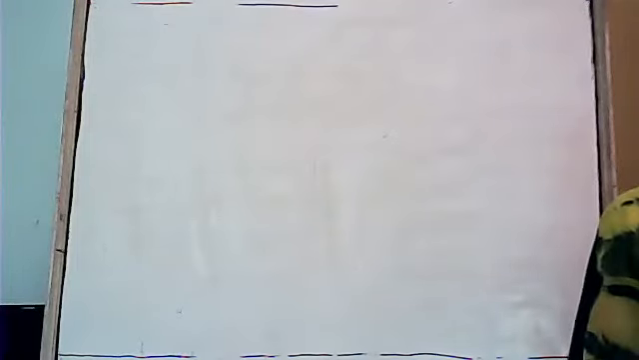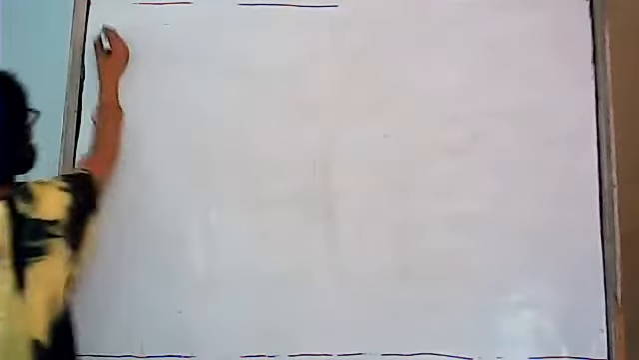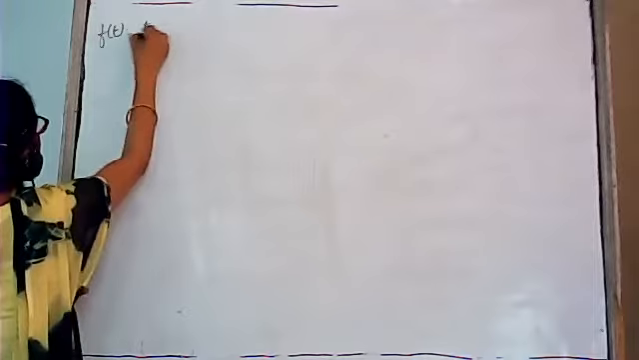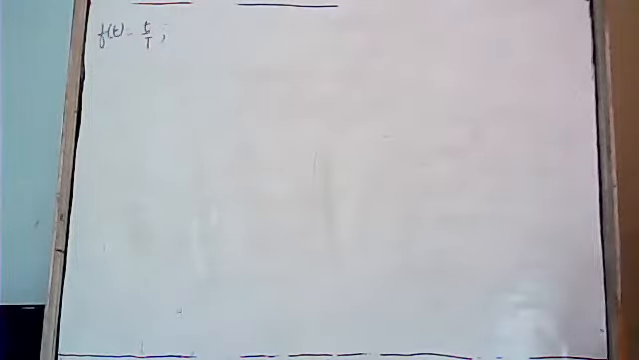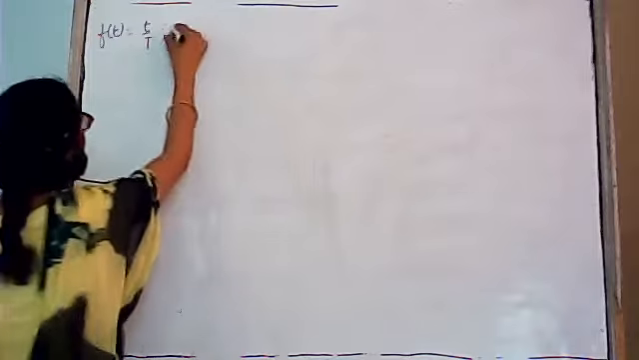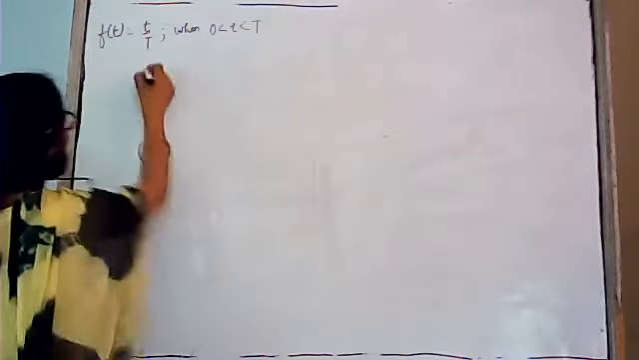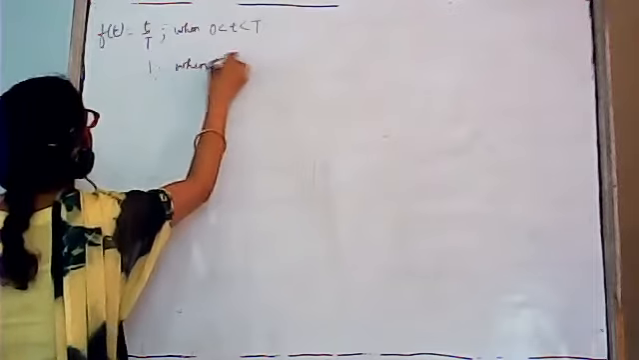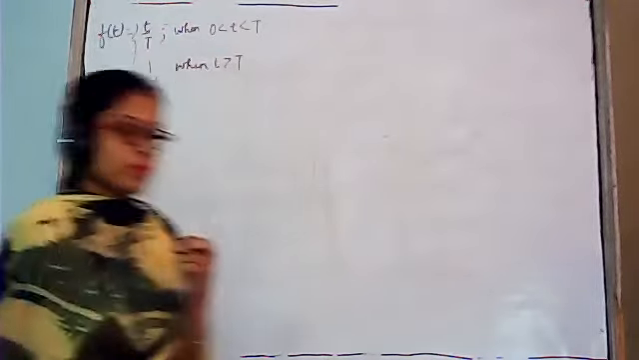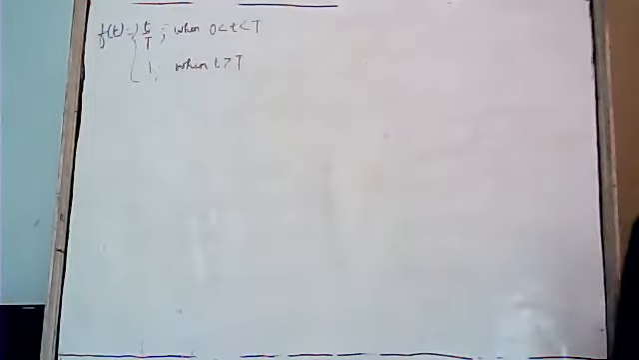Find the Laplace transformation of f of t defined by f of t equals small t upon capital T, when t lies between 0 and capital T, and its value is 1 when t is greater than capital T. Find the Laplace transformation of this function.